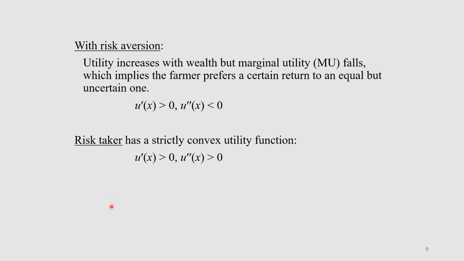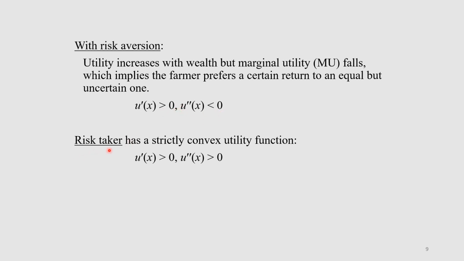So with risk aversion, utility increases with wealth, but marginal utility falls, which implies that a farmer, for example, prefers a certain return to an equal but uncertain return. Mathematically we describe that as the first derivative being greater than 0 but the second derivative less than 0.